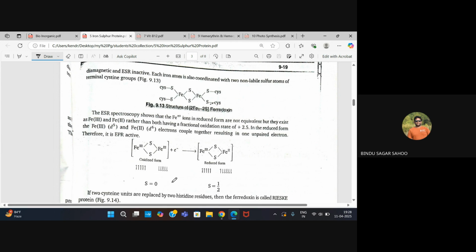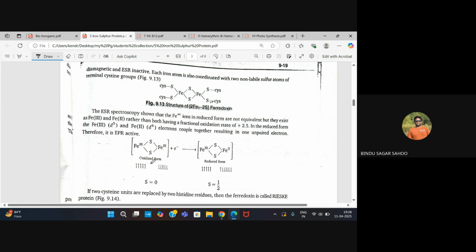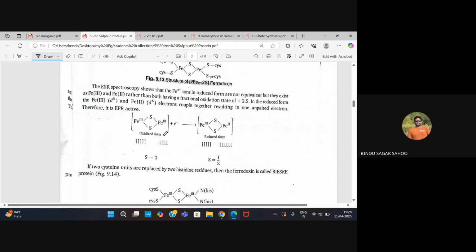But in the reduced form, in the oxidized form, the net spin value is zero. I can say this is providing a diamagnetic atmosphere. When there is a diamagnetic atmosphere, electron paramagnetic resonance spectroscopy, EPR, is inactive. You can say the oxidized form will be... the EPR part, it will be active. Which one? This one. There is some spin value. When the spin value is zero, when it forms a diamagnetic complex, it will appear inactive.